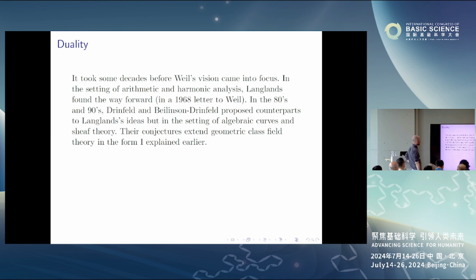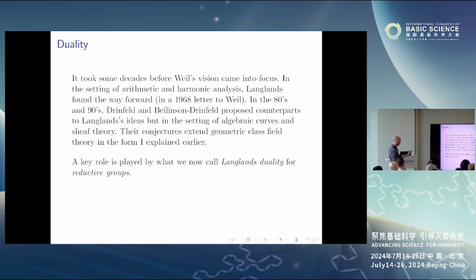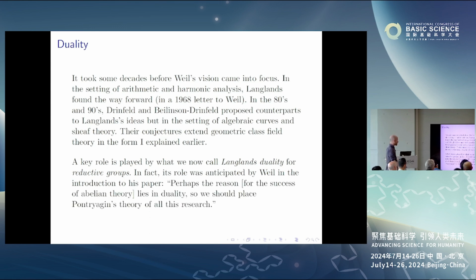So their conjectures extend this geometric class field theory in the form that I explained earlier. And just before I move on to that subject, I have to say a really important role is played by what we now call Langlands duality for reductive groups. And just a comment is that the role of this theory, you can also see it anticipated by Weil. What he says is perhaps the reason that the Abelian theory has been so successful lies in duality, and that we should place Pontryagin duality at the center of all of this research.